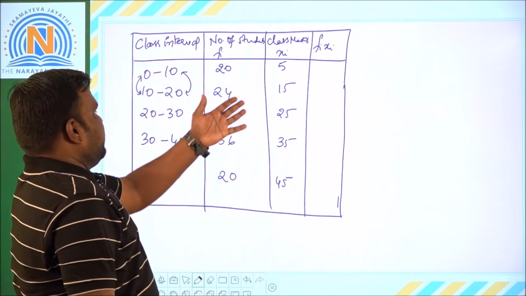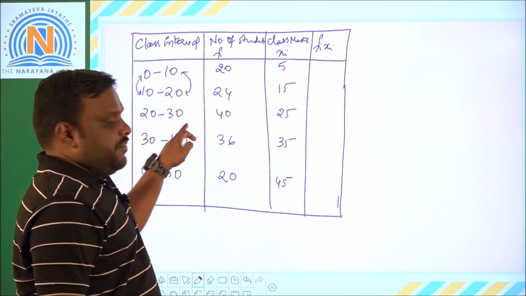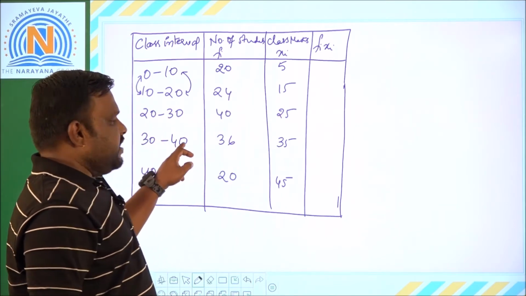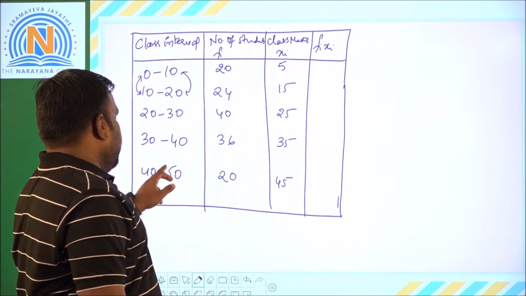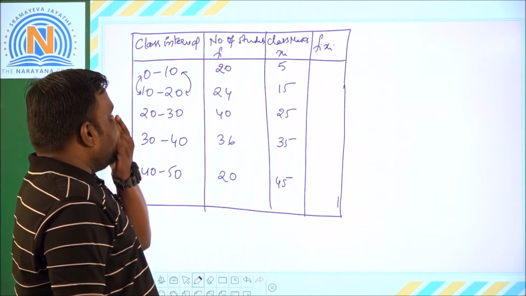Let us check whether it is right or not. 10 plus 20, 30. 30 by 2 is 15. 20 plus 30 is 50. 50 by 2 is 25. 30 plus 40 is 70. 70 by 2 is 35. 40 plus 50, 90. 90 by 2 is 45. This is right. Now let us go to the Fixi part.